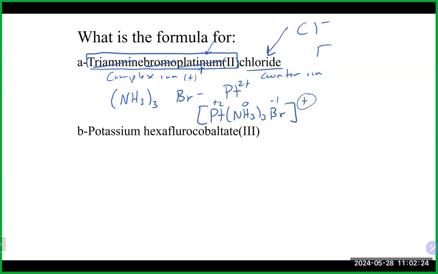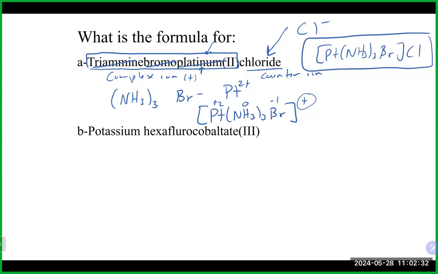So putting those guys together should give us a coordination compound that looks something like this. In this particular case, coordination number in this case would be 4. 3 ammonias and 1 bromine basically attached to the platinum in the middle. Any question on that one there?